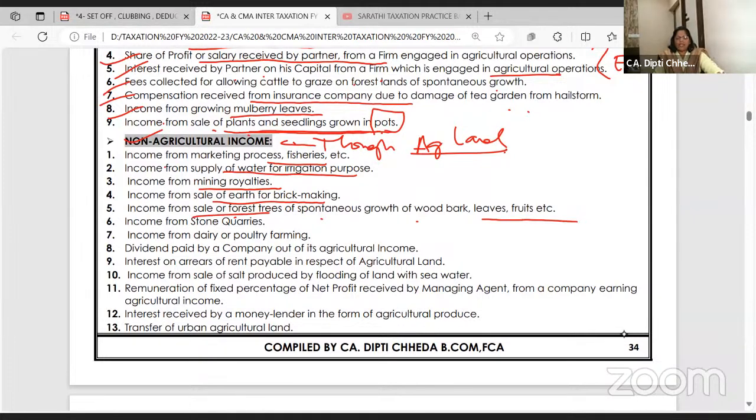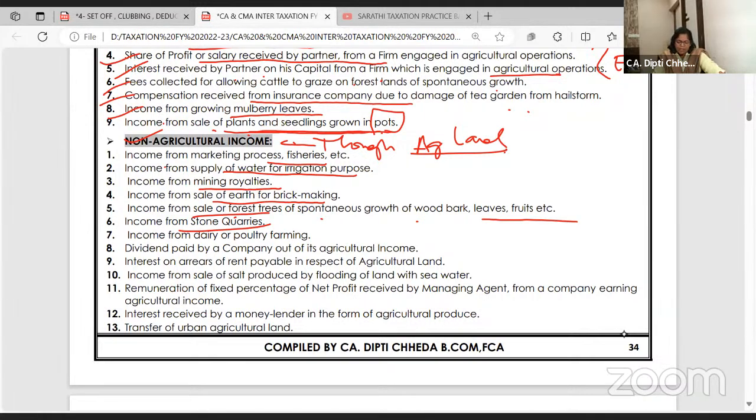Income from sale of forestry, spontaneous growth of wood, bark, leaves, fruits and all, spices, business and all, very well it is commercial. Stone quarries: it's like mining activity and also like cement. Cement manufacturing units are always located where those quality stones are there. So they install crushers there, crush the stone, convert it into bags, and transport the cement bags from there.